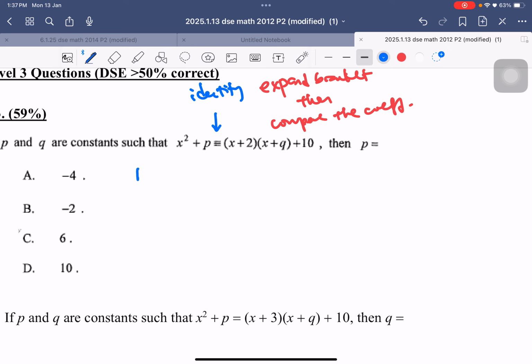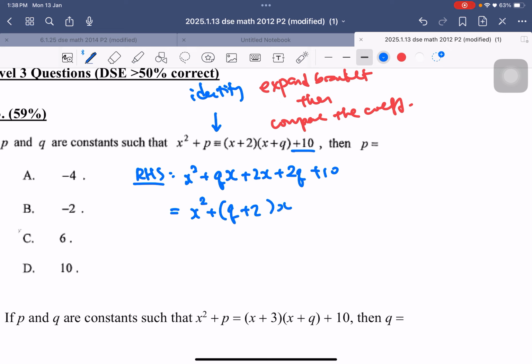So expand the bracket. For the RHS, how do we expand the bracket? x squared plus qx. We always put the variable at the last. Okay, and then we plus 2x plus 2q. Don't forget this 10 plus 10. Okay? Then what's the next step? You can take out the x, so x squared plus brackets q plus 2, x. And then you group the 2q plus 10. Is this okay? Okay? And then we can compare here.